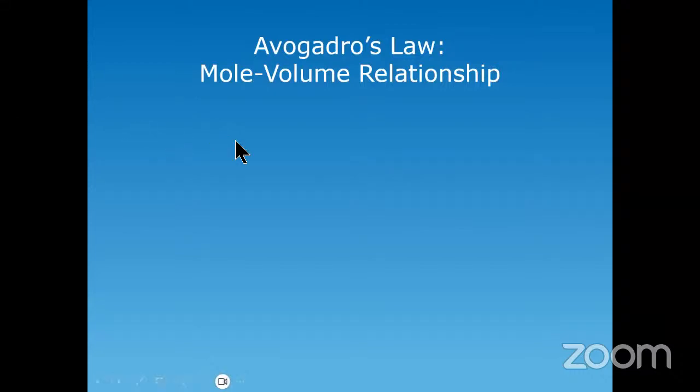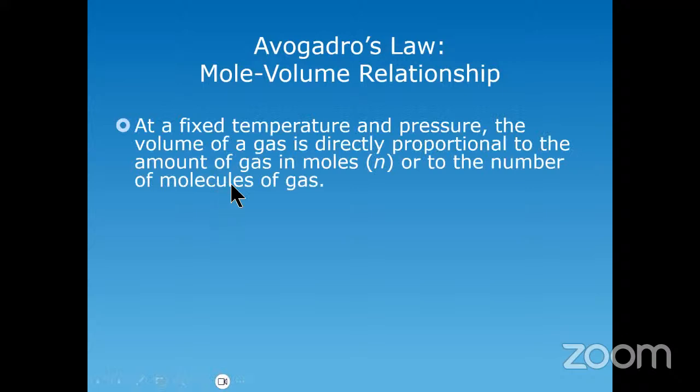All right. And in words, this is what the law says. At a fixed temperature and pressure, the volume of a gas is directly proportional to the number of moles or the number of molecules of gas, because of course, moles and molecules are directly related to each other. For every 1 mole of a gas, the number of molecules is a fixed number, 6.02 times 10 to the 23, all right? So that's basically what Avogadro's law is saying.